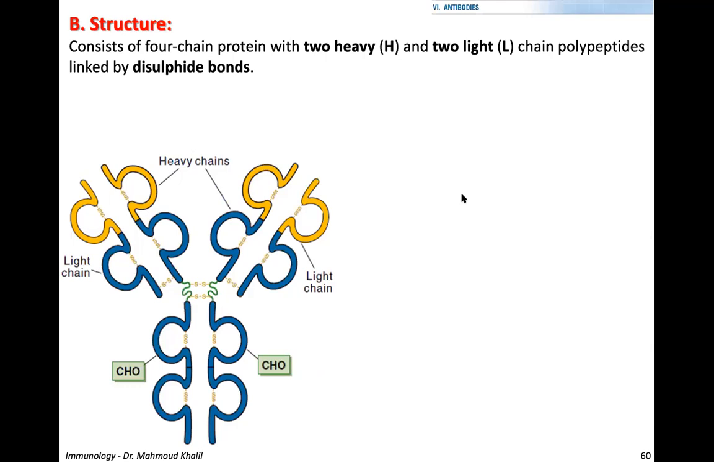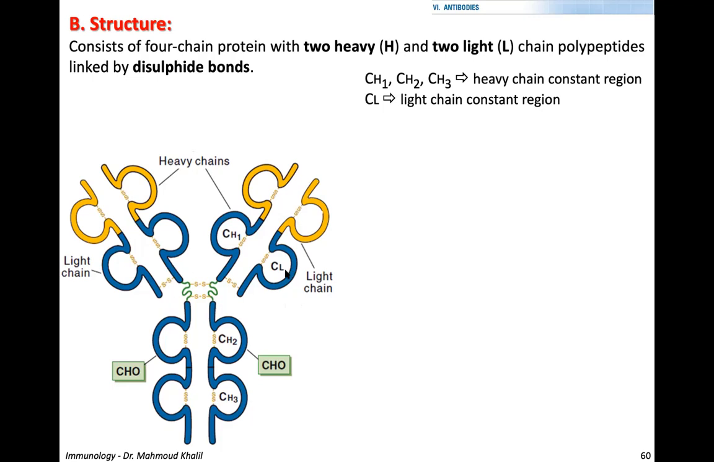If you look closely into the structure of the antibody, as we said, it consists of a 4-chain protein with 2 heavy chain H and 2 light chain L polypeptides. And they are linked, as we said, by disulfide bonds. If we talk about the heavy chains, the constant region is divided into 3 constant regions, abbreviated CH, constant heavy. So you have 3 heavy constant regions, CH1, CH2, CH3, as you can see from the figure.